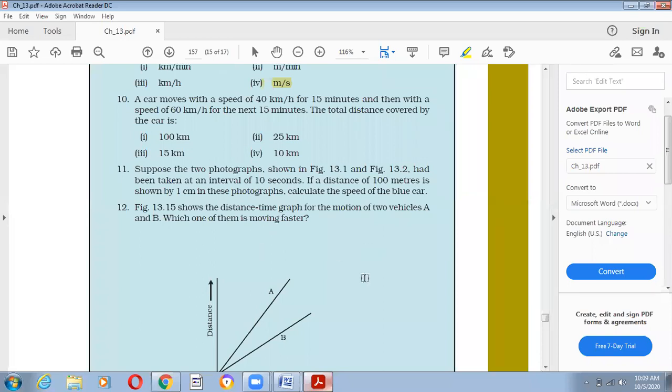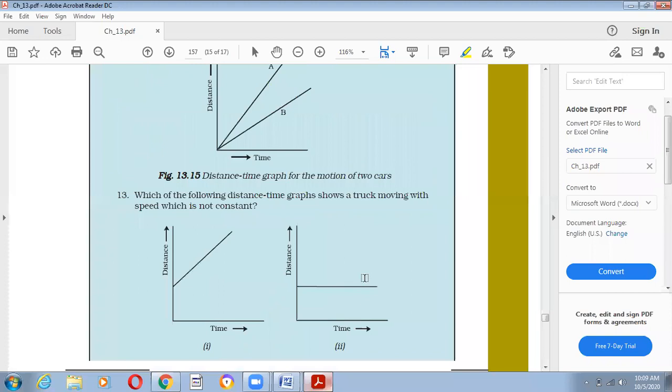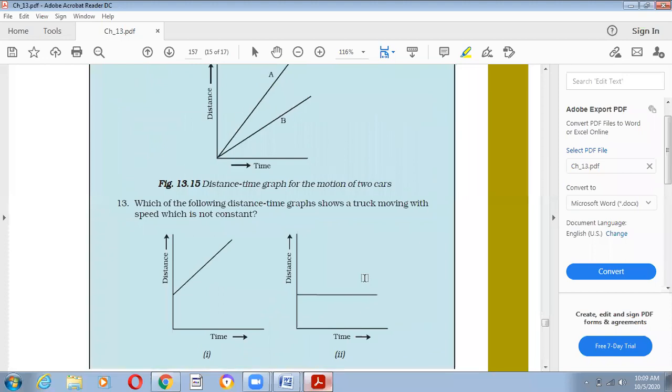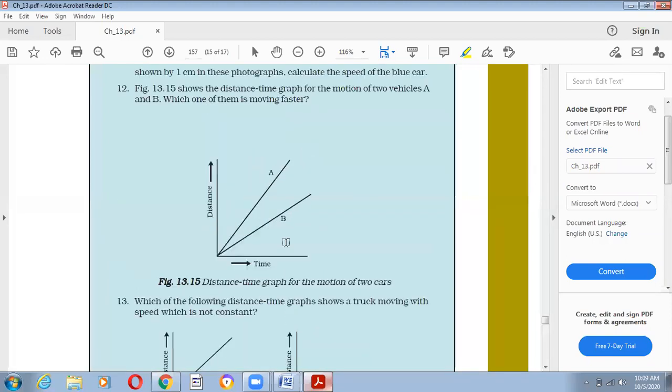Now we are given a distance time graph. We have to identify which is moving faster. Look very carefully. A is ending here, B is ending here. That means A is taking much less time and covering more distance, because the height on the axis is more as compared to B. So that means A is moving faster.